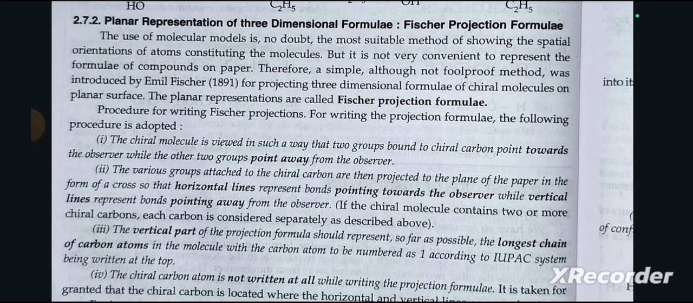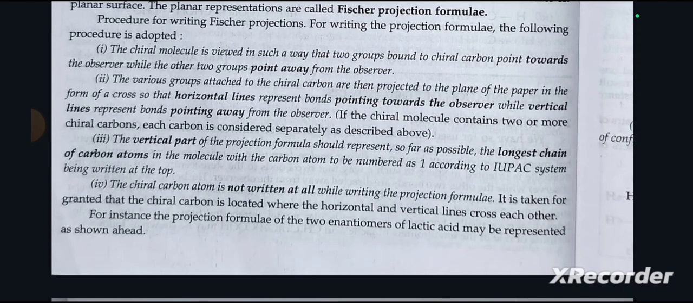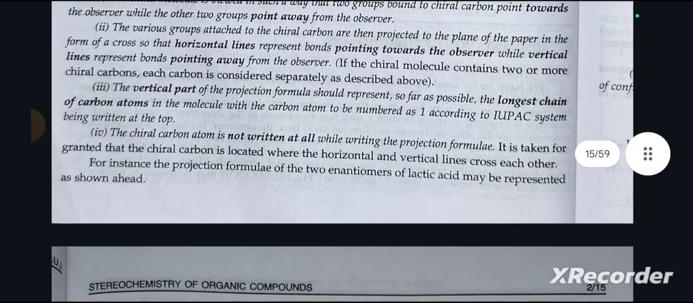Procedure for writing Fischer projections. For writing the projection formula, the following procedure is adopted. First, the chiral molecule is viewed in such a way that the two groups bound to the chiral carbon point towards the observer while the other two groups point away from the observer. Second, the various groups attached to the chiral carbon are then projected onto the plane of the paper in the form of a cross, so that horizontal lines represent bonds pointing towards the observer while vertical lines represent bonds pointing away from the observer.